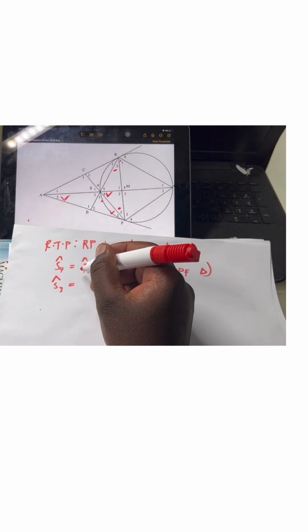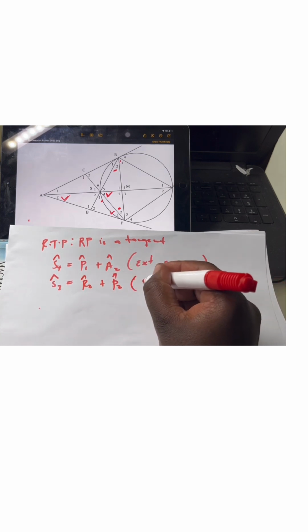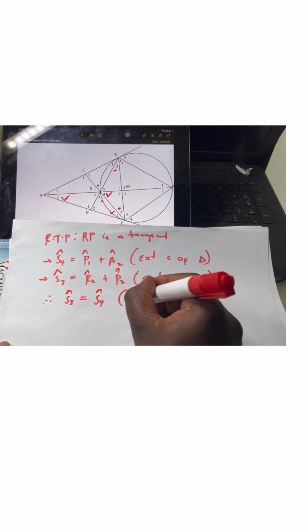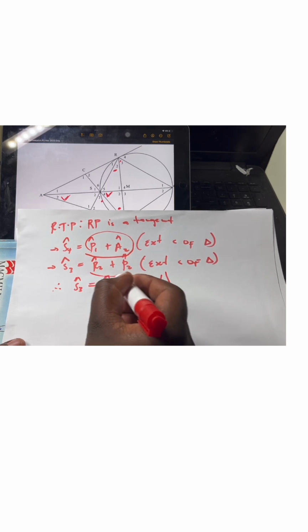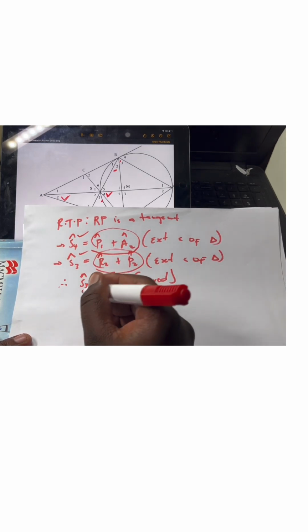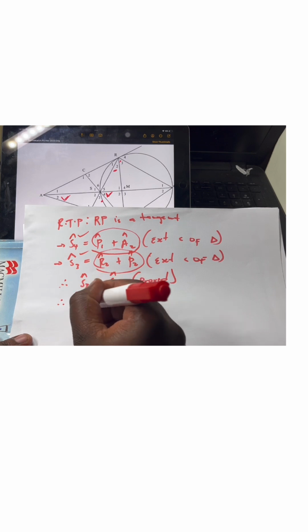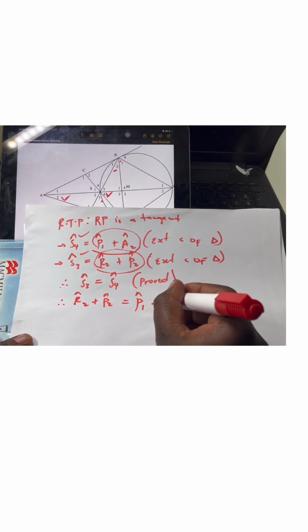Now I see the direction. It is equal to angle R2 plus angle P2. Also exterior angle of a triangle. Now that we have proved already that this and this are equal, we can say angle S3 is equal to angle S4. Proved. So I can equate this to that because S3 and S4 are equal. Therefore, angle R2 plus angle P2 is equal to angle P1 plus angle A2.